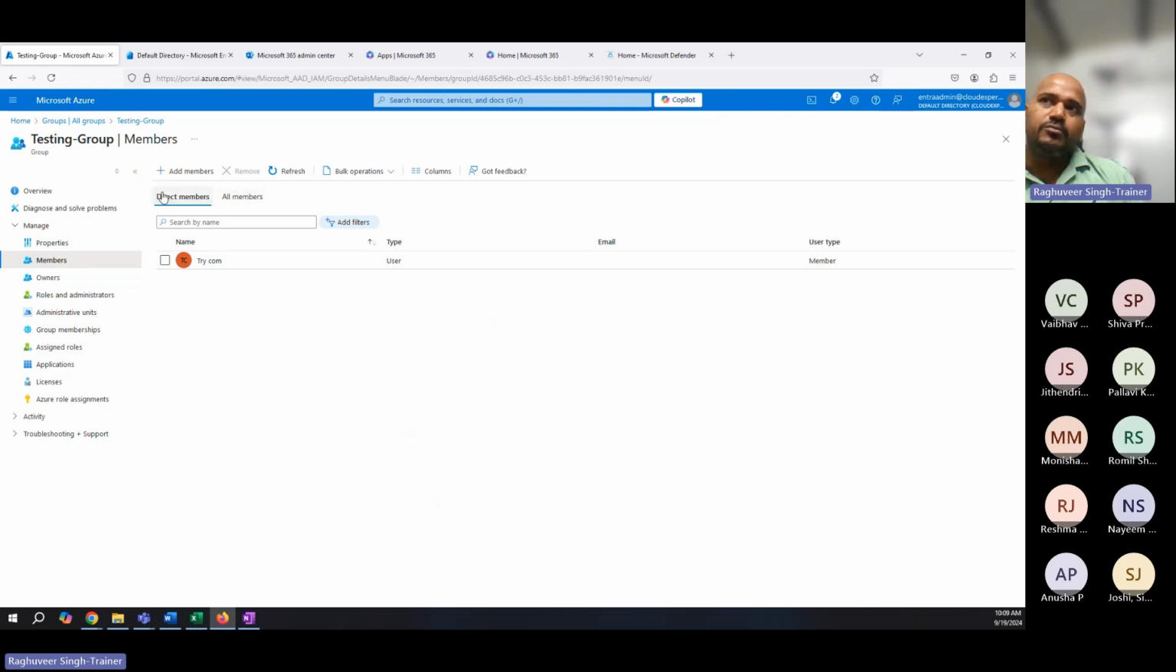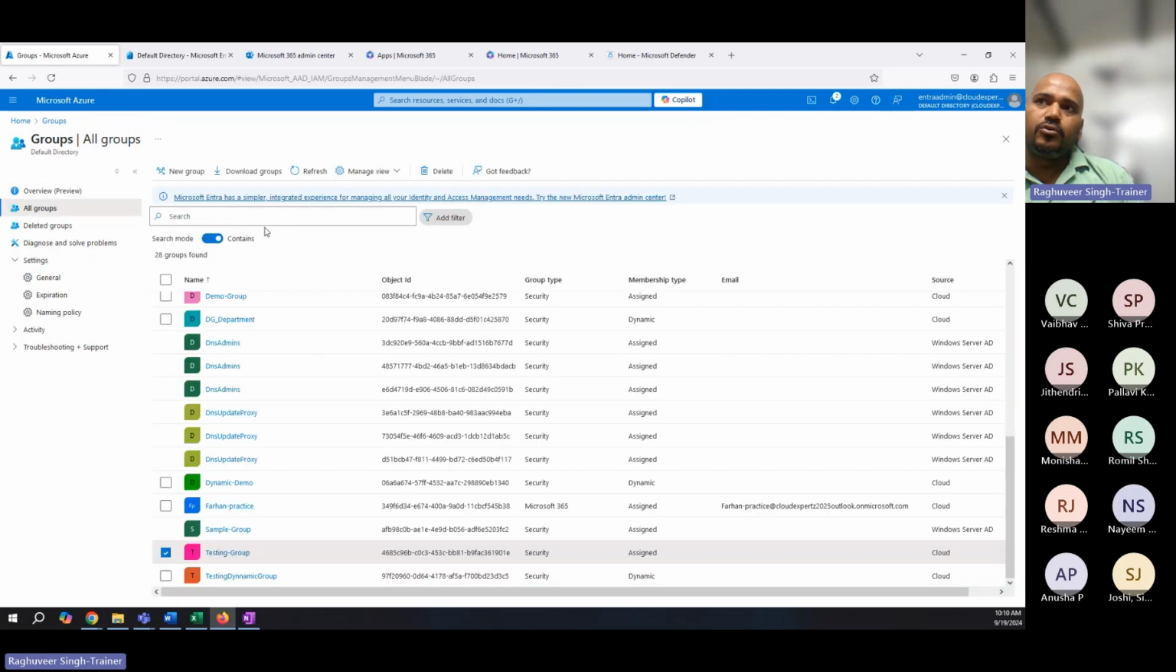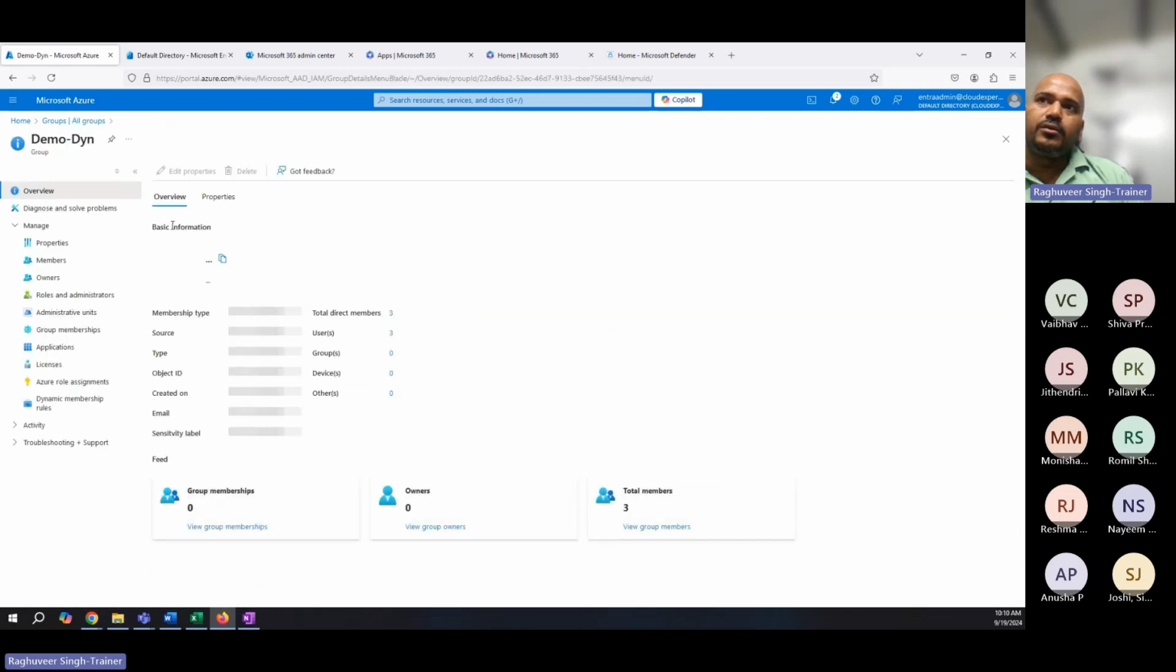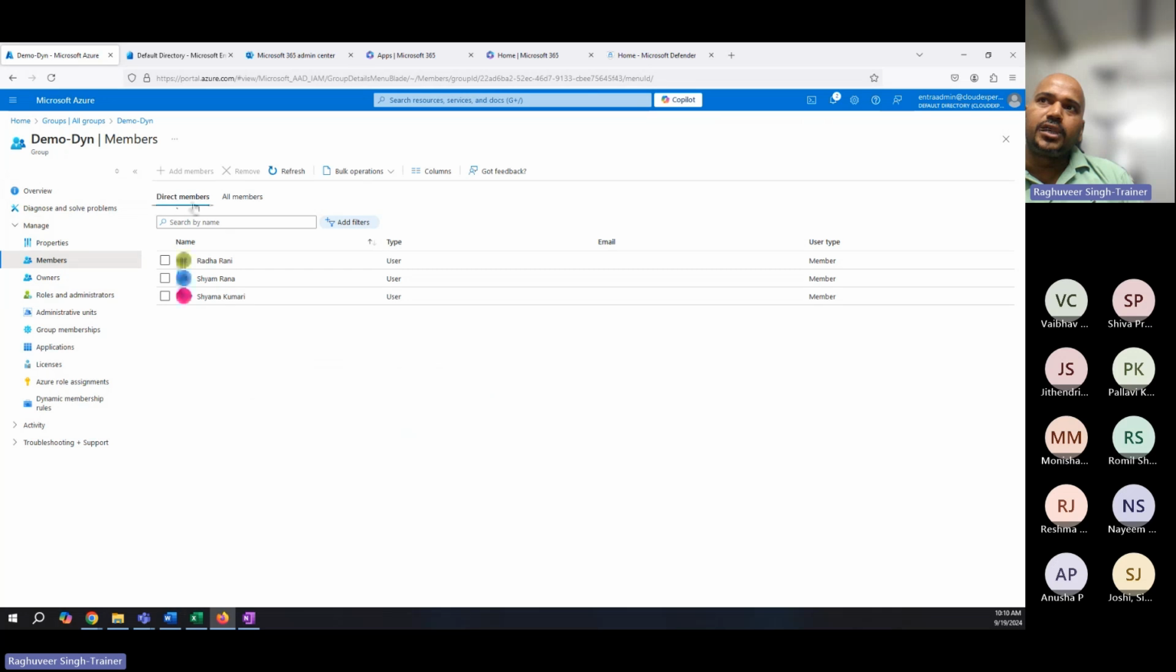So direct members would basically mean the members which are automatically joining the group, and all members would basically mean members that you are manually assigning to the group. To make it simple and to alleviate confusion, Microsoft is doing this. They will probably remove this capability. Instead of direct members and all members, it would only say members of the group, because this is confusing. Make sense?